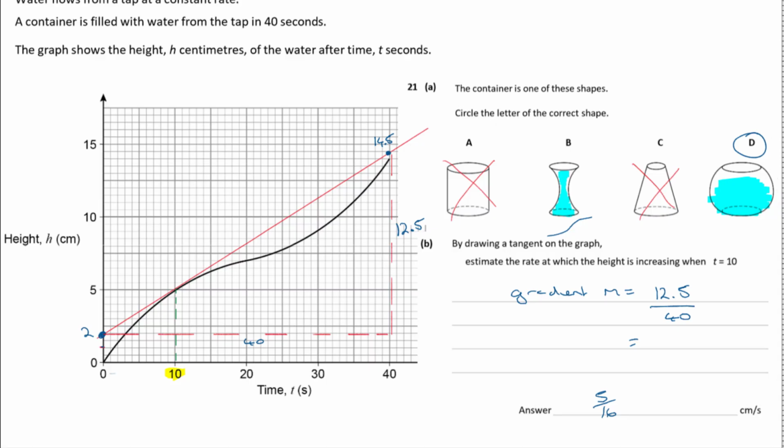So that's 5/16. Now drawing tangents, a little bit of variation is allowed. So you might have done yours slightly steeper or slightly shallower. As long as yours is more or less where mine is, that's fine. It doesn't have to be exactly the same.